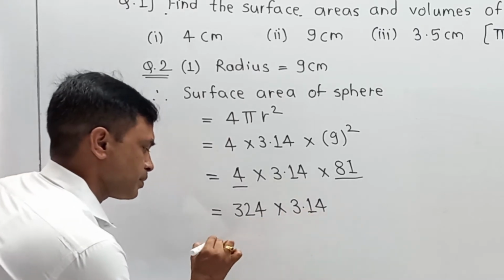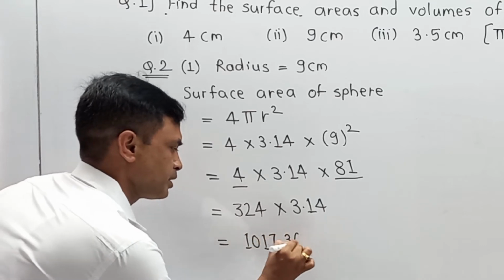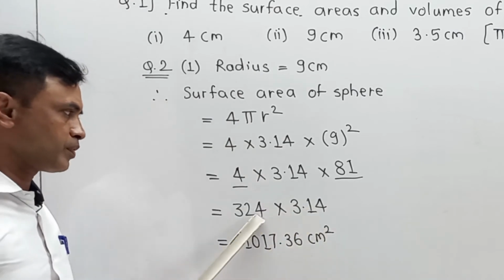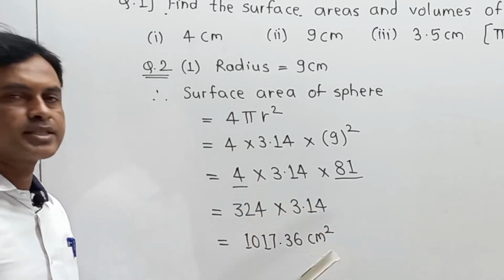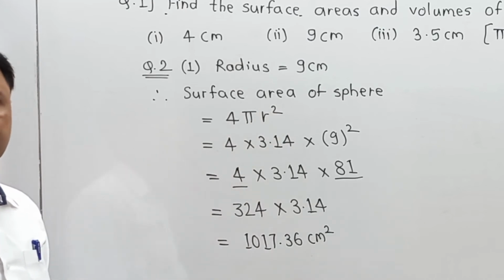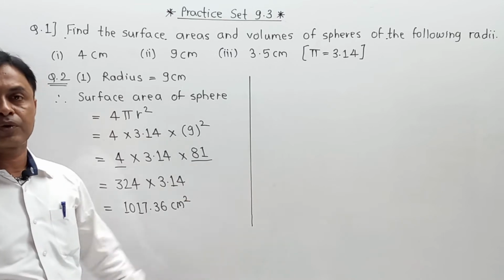Product of these two numbers is 1017.36, and the unit is definitely centimeter in terms of radius. So surface area is in centimeter square, and in this way we can complete the part. After calculating surface area, we are moving to volume.